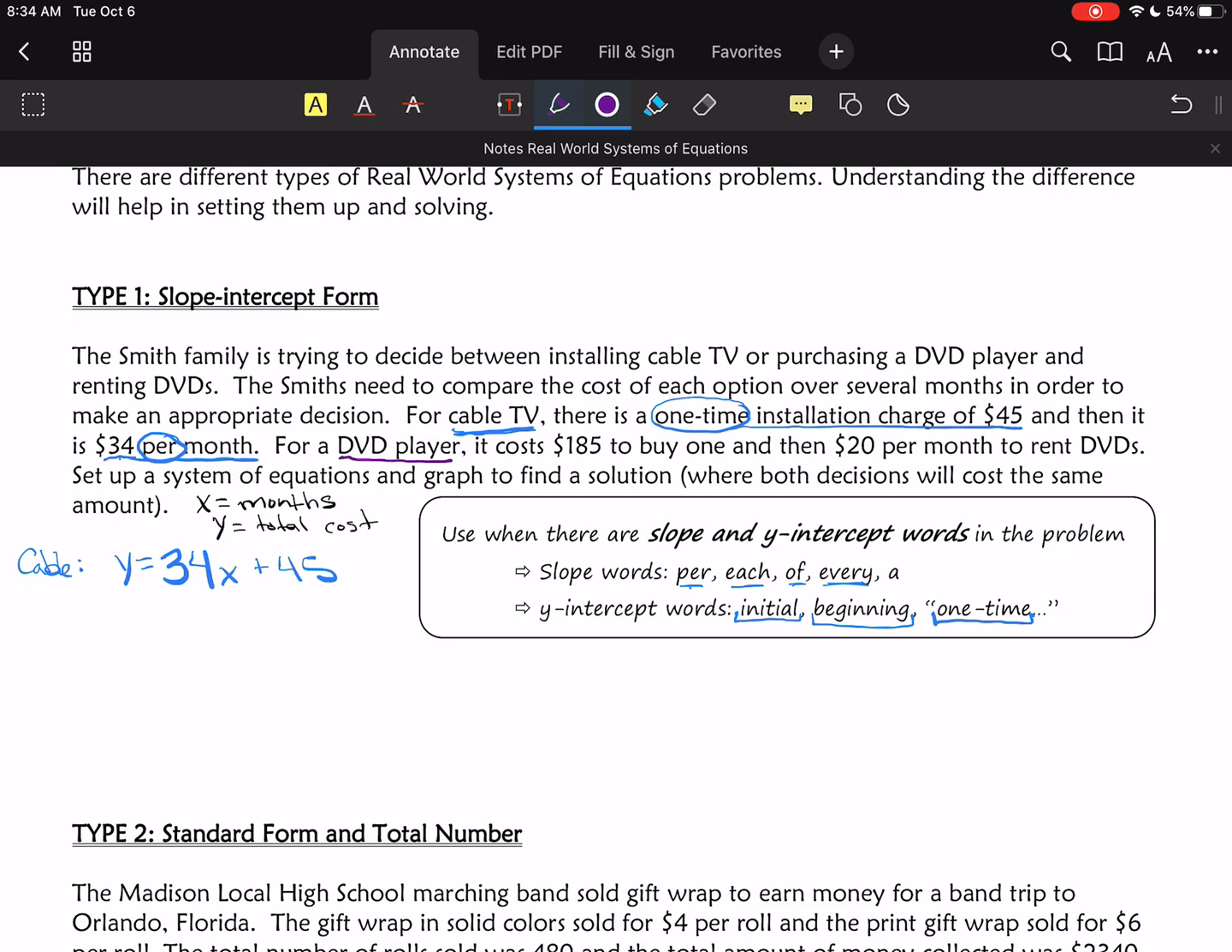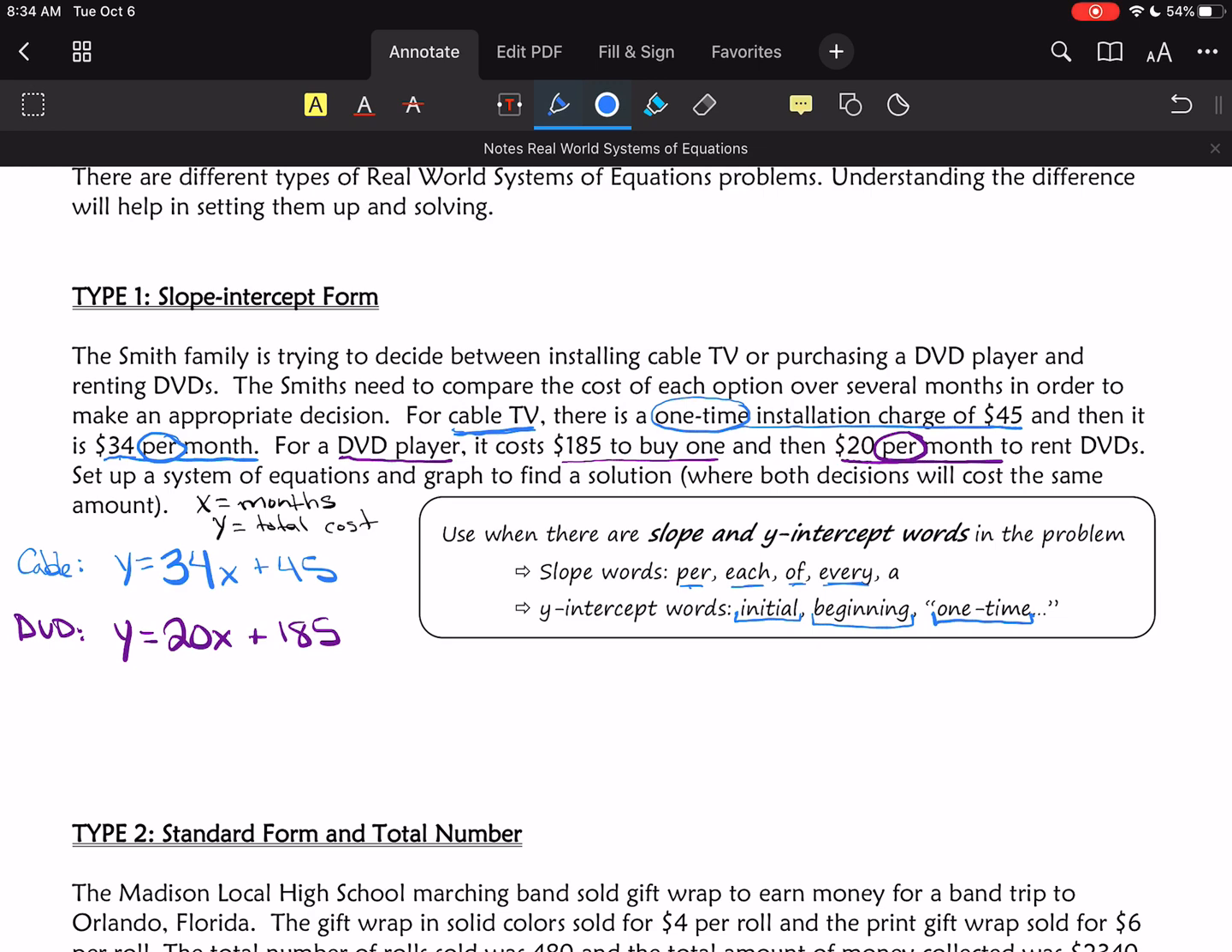So for the DVD player, it costs $185 to buy one. Okay, so that would be like that one-time charge. And then it's $20 per month. So there's that slope word again, per. So for the DVD option, I have y equals the $20 per month, and then the initial charge of buying the DVD player, so plus $185. So I have my two equations. They are both y equals.